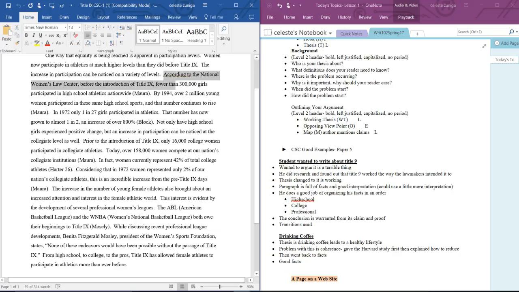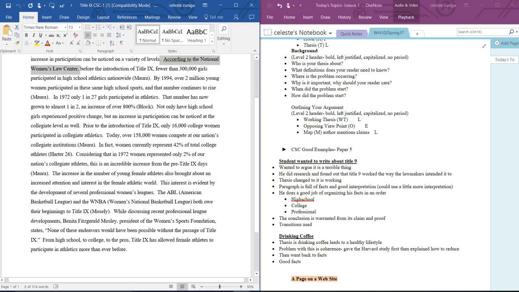"According to the National Women's Law Center, before the introduction of Title IX, fewer than 300,000 girls participated in high school athletics nationwide." Here we go, I know they're citing a source here. Awesome, I see an in-text citation. However, they did not need to introduce the credentials of this because this was just a quick statistic. However, if the National Law Center had been introducing an opinion, then it would have been more appropriate to say according to the National Law Center. So it's a little bit of wasted ink there, but no big deal.